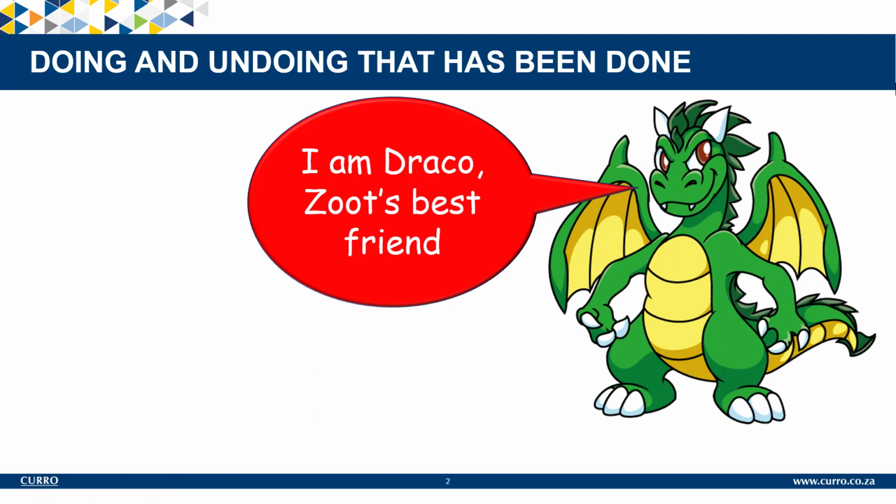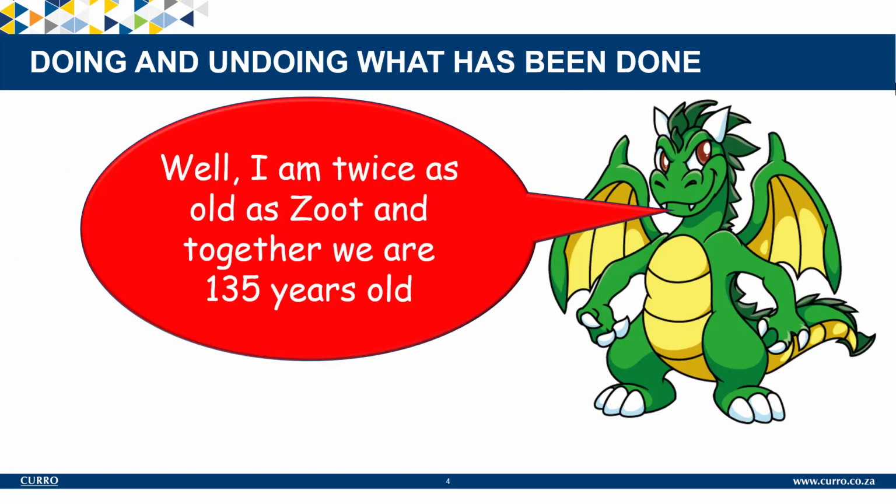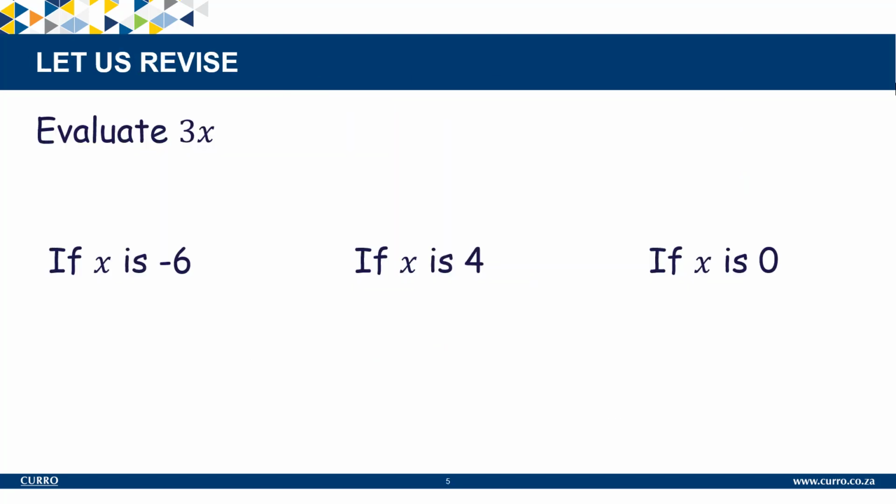Yes, we've met you before, Draco, and we know that you're Zoot's best friend. So how old are you today? Twice as old as Zoot, and together you're 135 years old? Okay, that's new. Let us revise.